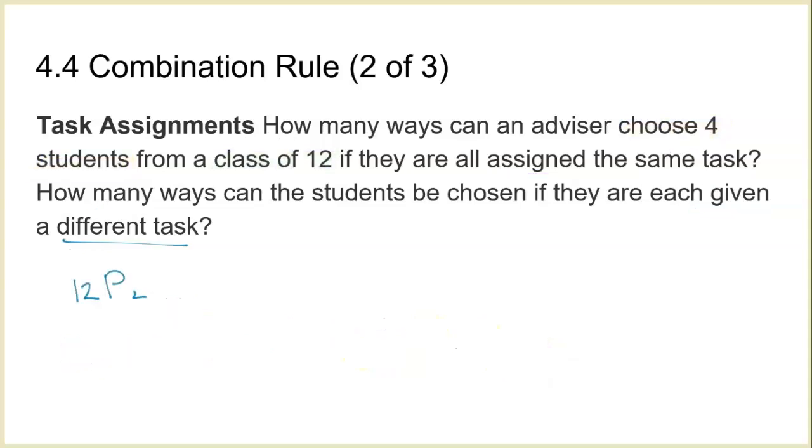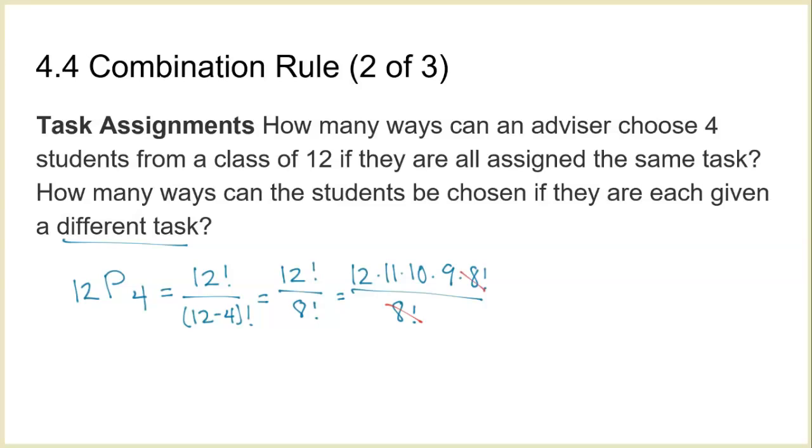When we look at a different task, so 12P4, now we actually care about the order. So we have 12 factorial divided by 12 minus 4 factorial. So 12 factorial over 8 factorial, expanded out to 8 factorial like before. We're only crossing out the 8 factorial. And this is like the fundamental counting theorem, what was left over. So now there are over 11,000 ways to assign 4 students from 12 students when the task is different.